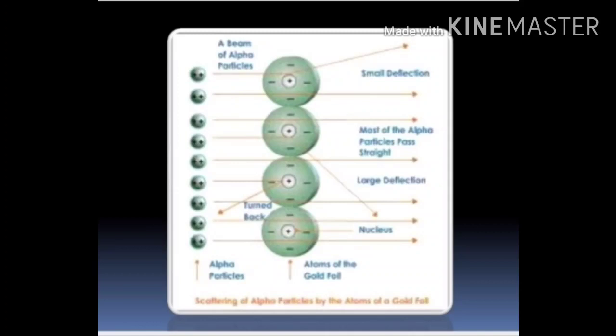These observations can be shown by this figure. Some radiations deflect through a small angle, a very few radiations come back, and most of the radiations go without any deflection.